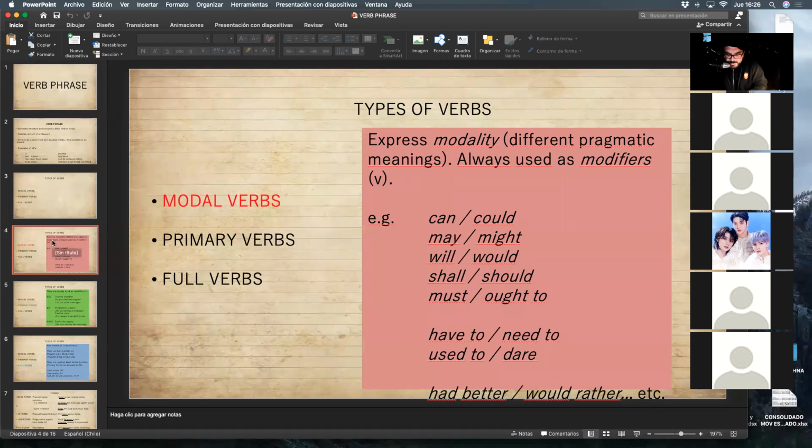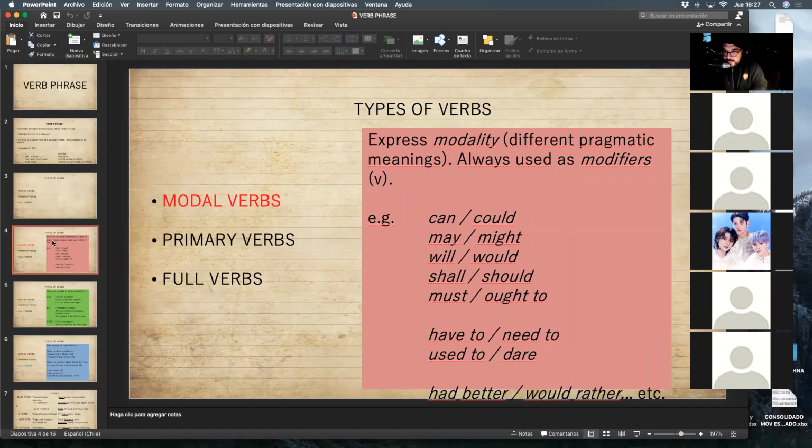And in the previous lessons, we have seen in the PDF file that they share certain characteristics. For example, they can be inflected, they precede the subject in a yes/no question, they take a bare infinitive as a main verb, and so on and so forth. Right, so you must review that previous PDF file. There you have the huge list of them.